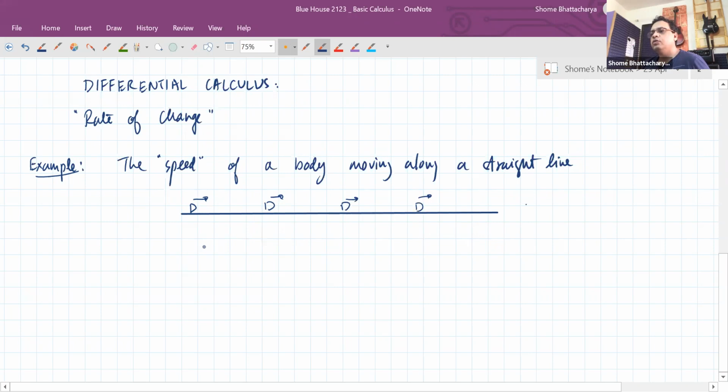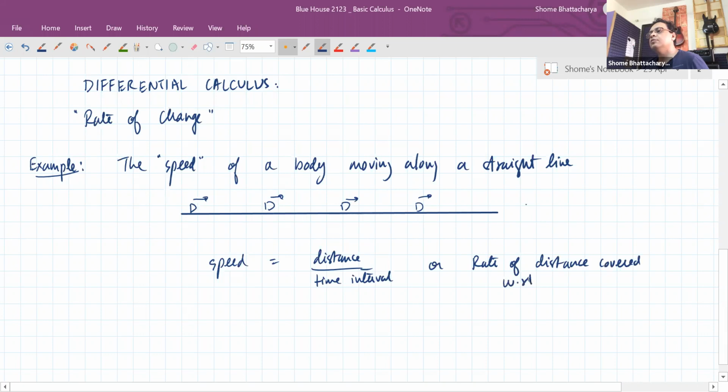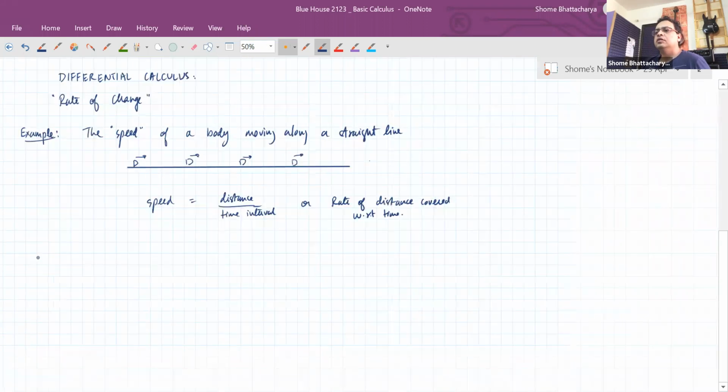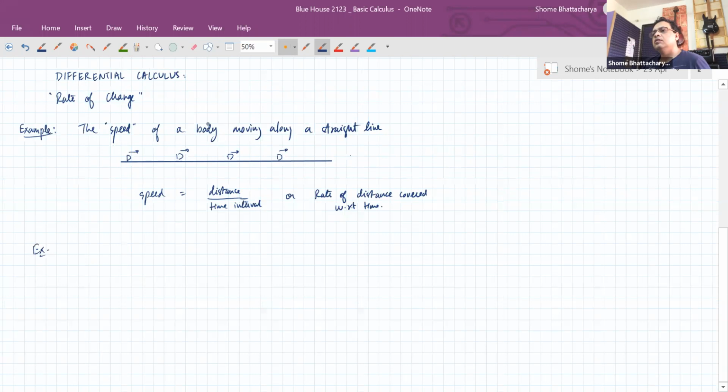So yes, we have established through some answers that speed, for example, can be written as distance divided by the time interval. Or it can be expressed in words as rate of distance covered with respect to time. Now let me cite an example. Suppose we are in a vehicle which is traveling along a straight line.